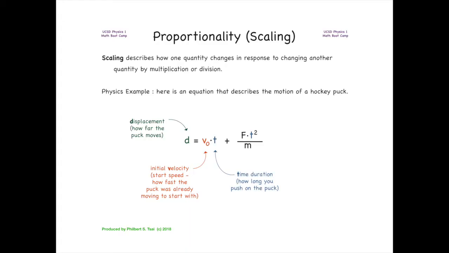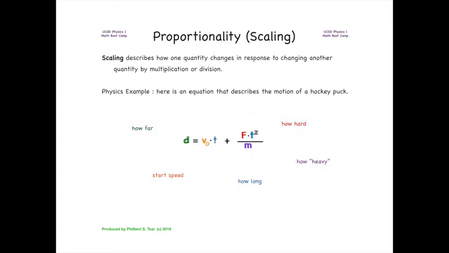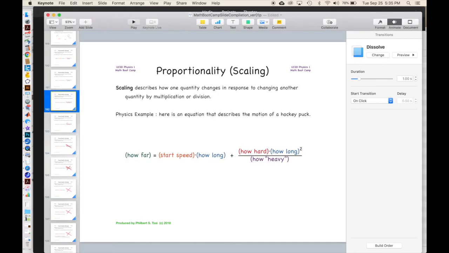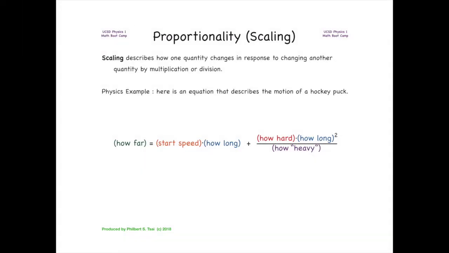T is just the time. How long do you push the puck for, or how long do you observe the puck being pushed for? F is the amount of force that you apply onto the hockey puck. And M is the mass of the hockey puck itself. If we substitute the symbols in the equation for their meanings, we get something that might be a little easier for a beginning student to understand. Let's consider some special limiting cases of this equation.